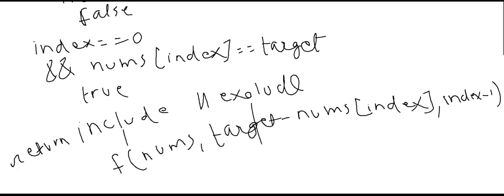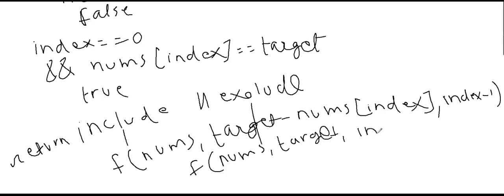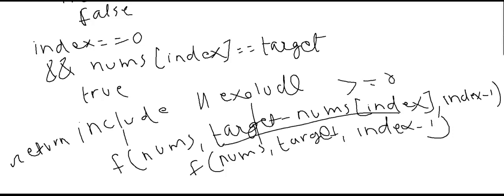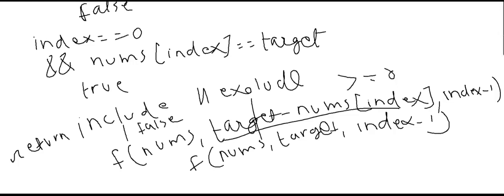And for exclude, we have nums, target, and then index minus 1. Here we need to make sure that this is greater than or equal to 0. If it's less, then this include will be false. Okay, so that was our recursive code.